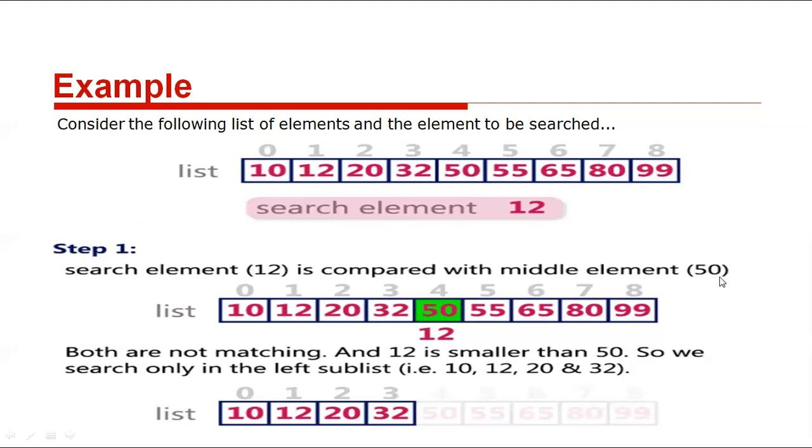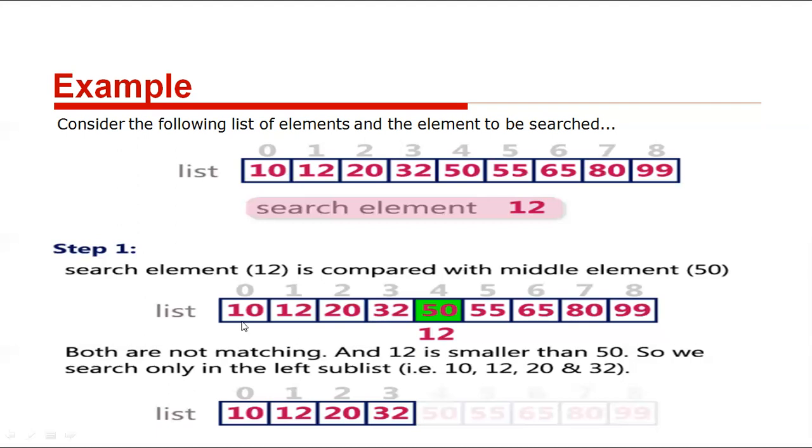Here, the search element is compared with the middle element 50. All of you, listen carefully. This is a sorted array. I want to divide the sorted array into two parts.